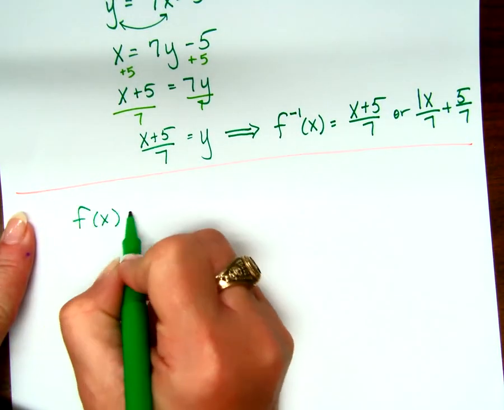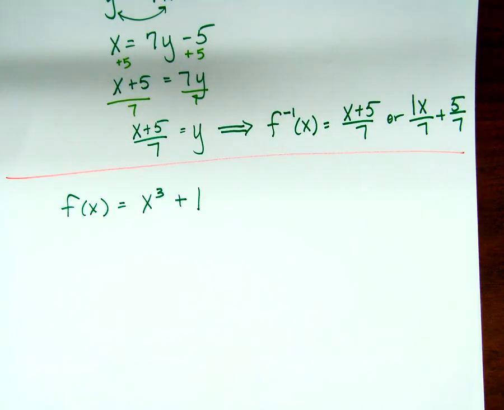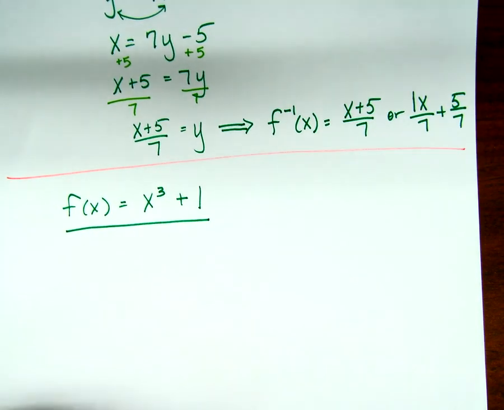F of x equals x to the third plus 1. And the directions are find the inverse. So what do I do first? Now, I tell you what, some people, you know what they can do? They can switch x and y like right now, even though there's not a y written.